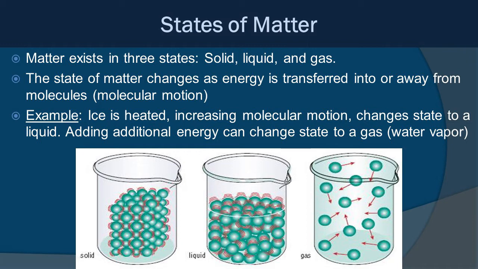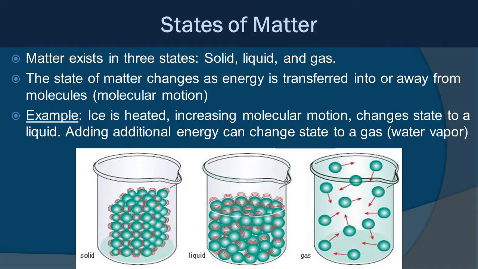Now we can get back to that idea of the kinetic particle theory with the matter moving around. You've heard of states of matter before, probably back in middle school. Matter exists in 3 states: solid, liquid, and gas. The state of matter changes as energy is transferred into or away from molecules. Essentially, we're talking about molecular motion. So let's start with an example. Let's say you have ice, which is solid, right? And you start adding thermal energy to that. So the little molecules within the ice block start to vibrate, and eventually they increase that molecular motion until we change state to a liquid.